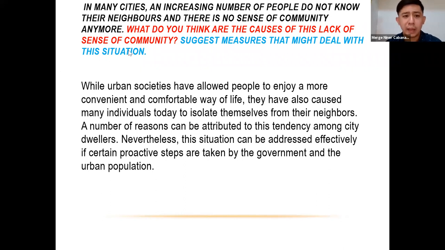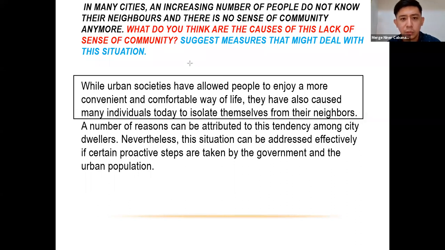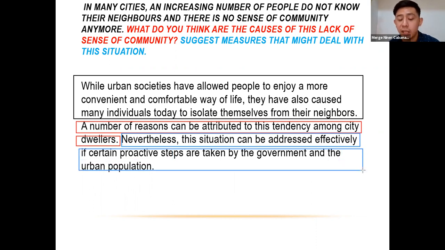Okay, let me draw some lines here. So you have the black part right here, and then this is the red one: a number of reasons can be attributed to this tendency among city dwellers. And we also have the blue one, which represents the measures or the solutions that we can do: nevertheless, this situation can be addressed effectively if certain proactive steps are taken by the government and the urban population. So you see how I layered the ideas here.